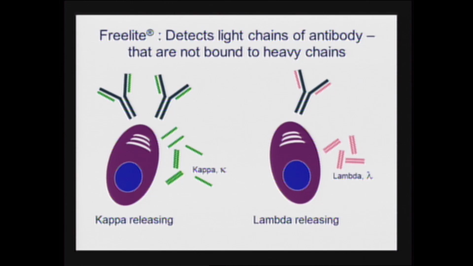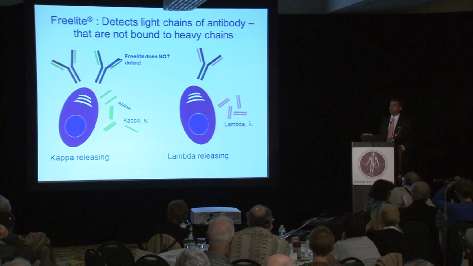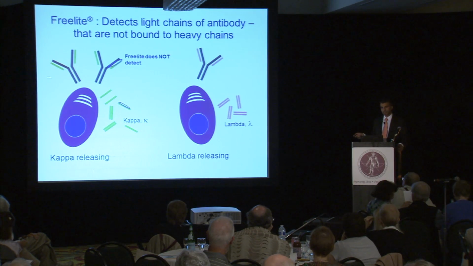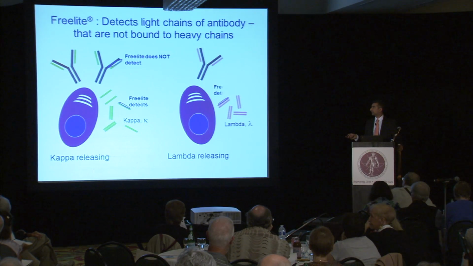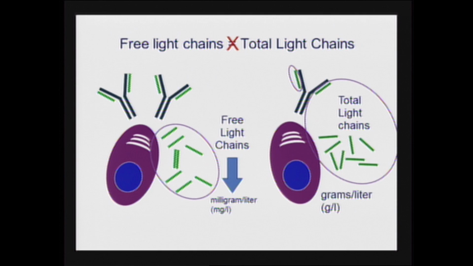So the FreeLite test, coming back to this picture, what is it actually detecting? You should all know this right now. What it detects is this little piece of the light chain that's normally bound up to the heavy chain. It's normally all closed up and it can't be seen when it's a whole molecule. So it does not detect that, it does detect this. Remember, those are the light chains that are free, not bound to the heavy chains. And so that's what the FreeLite test detects, on both kappa and lambda.